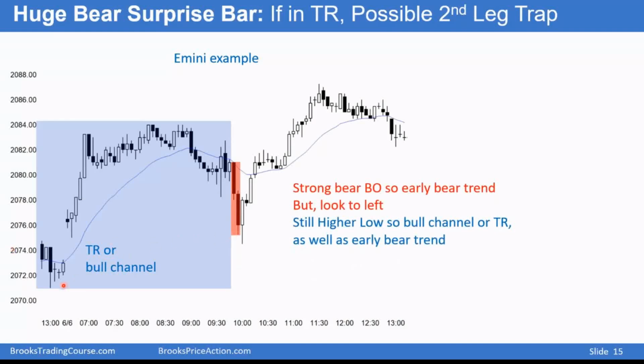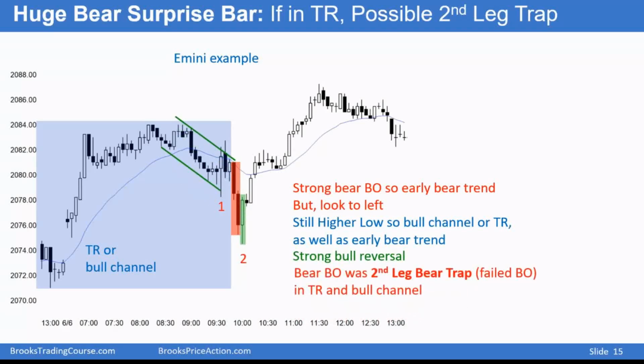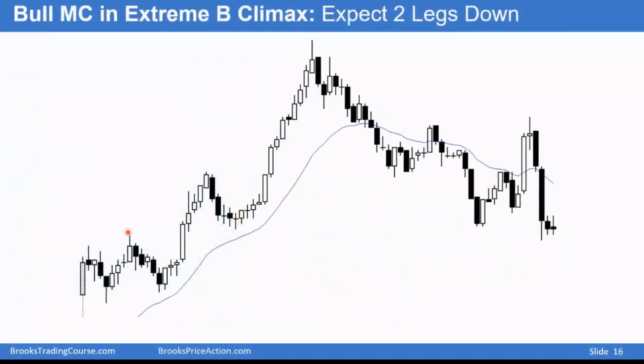Look to the left. We're still above this low, and therefore this sell-off is still in a big trading range and in a bull channel. And therefore, whenever you see a strong sell-off that is in a bull channel or a trading range, you've got to be thinking that it might be a bear trap, second leg trap, and it'll fail, and the bull trend will resume. Strong bull reversal, two legs down, and it was a bear trap. Very strong rally.